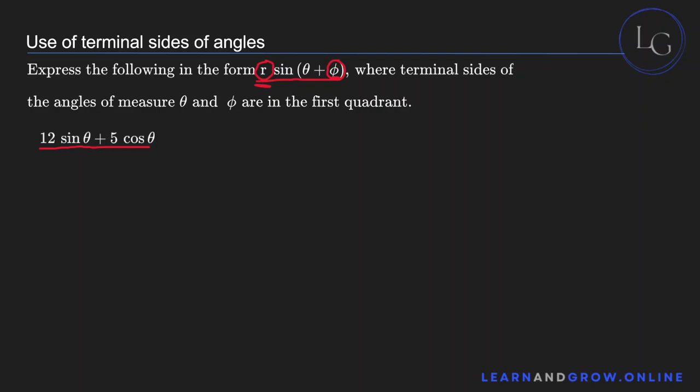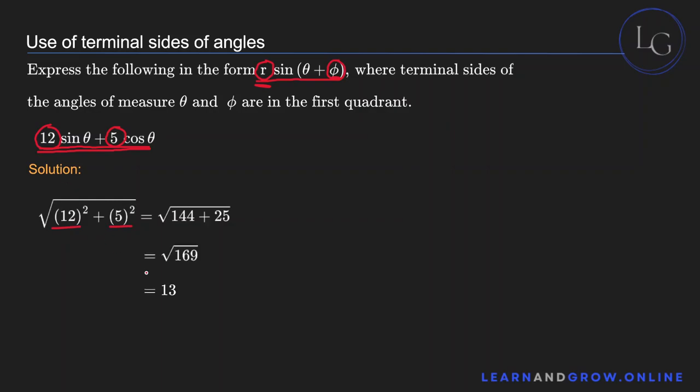It's the magnitude or the radius of this entire expression. And you just find that out by finding the square of whatever is being multiplied with the sine term and the square of whatever is being multiplied with the cos term, in this case 12 and 5 respectively. Add the squares up and take the square root. In this particular case, it ends up being 13. We found the value of r.